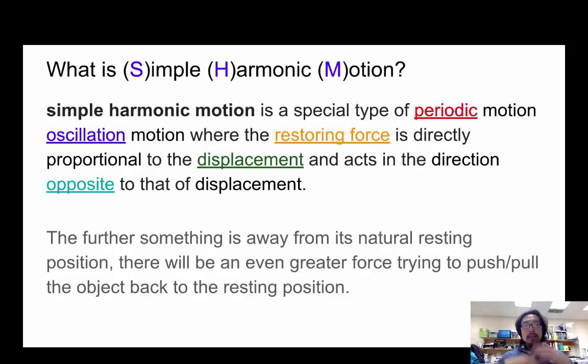Okay, and the big idea here is that the restoring force is based upon the displacement from the very middle spot that it wants to be, and the restoring force is opposite of the displacement. So, for example, if we have an object that gets pulled in one direction, the restorative force is pulling it in the opposite. So if you pull something to the right, the restorative force pulls to the left, and vice versa. If you pull something to the left, the restorative force pulls to the right.